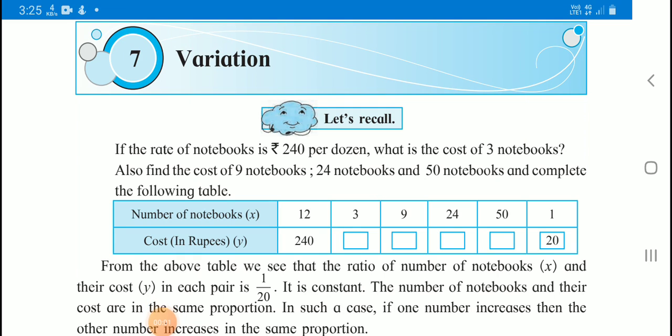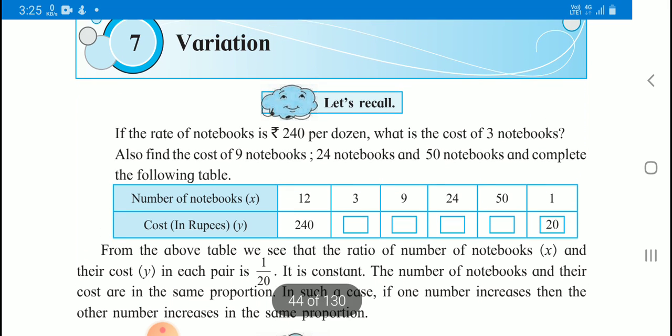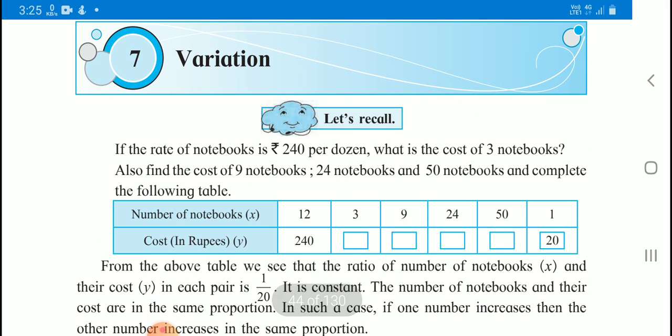Hi students, today we will see the seventh topic from your book, that is variation. Now look, what is meant by variation? If one quantity increases, another related quantity also increases, or one quantity decreases, another related quantity also decreases. Examples like this come under the point variation.